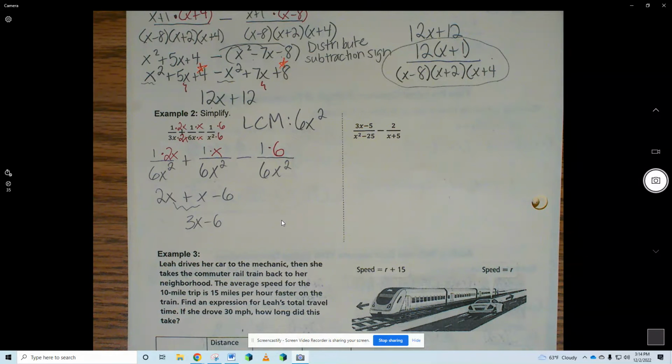Can I do any simplifying or factoring of that? 3x minus 6. What can I take out? 3.